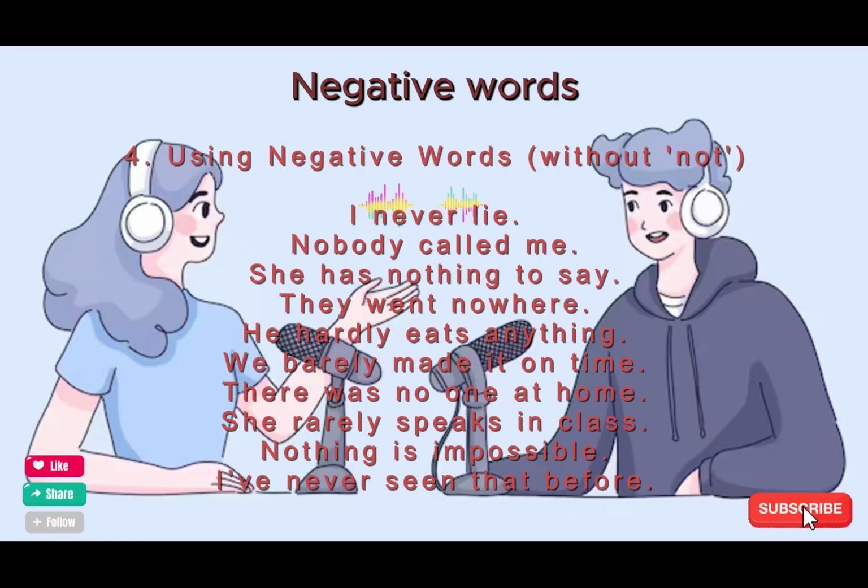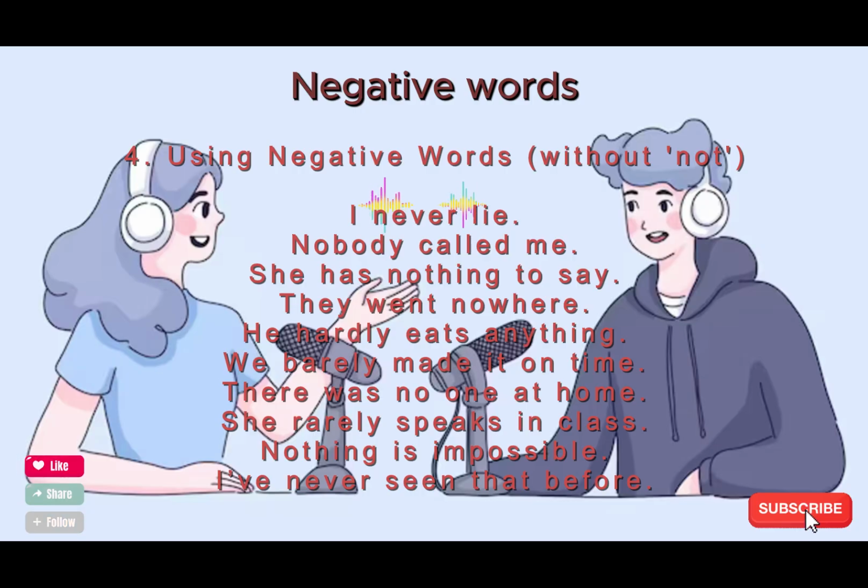Okay. Three down, one to go. What's the last way? The last way involves using words that are, well, already negative in meaning. Words like never, nobody, nothing, nowhere, hardly, barely, rarely, no one. These words carry the negative meaning themselves. So the really important thing here is not to add not as well. Precisely. That would create a double negative, which usually isn't standard English, or changes the meaning completely.